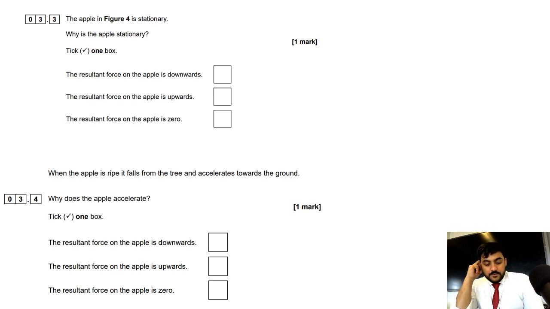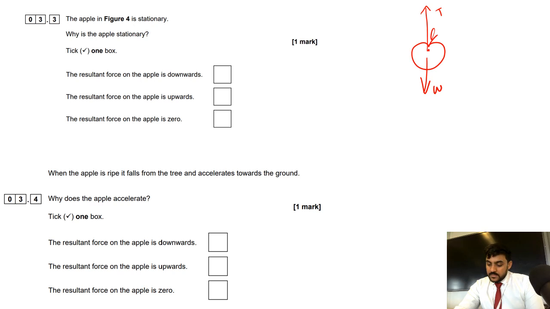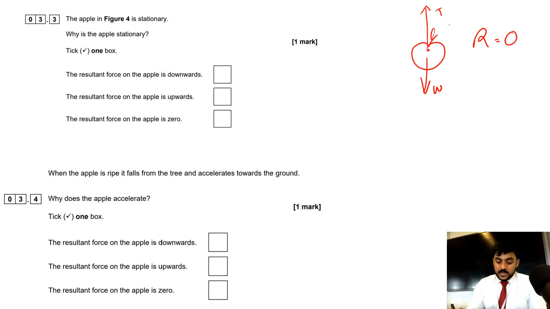Next question, 3.3. The apple in figure 4 is stationary. It's not moving. So why is the apple stationary? The apple is stationary even with a weight on it because there must be something holding it up, which is the tension from the stem, isn't it? And if this and this are the same as each other, then we have a resultant force which is equal to 0. The apple is stationary because the resultant force on the apple is 0.